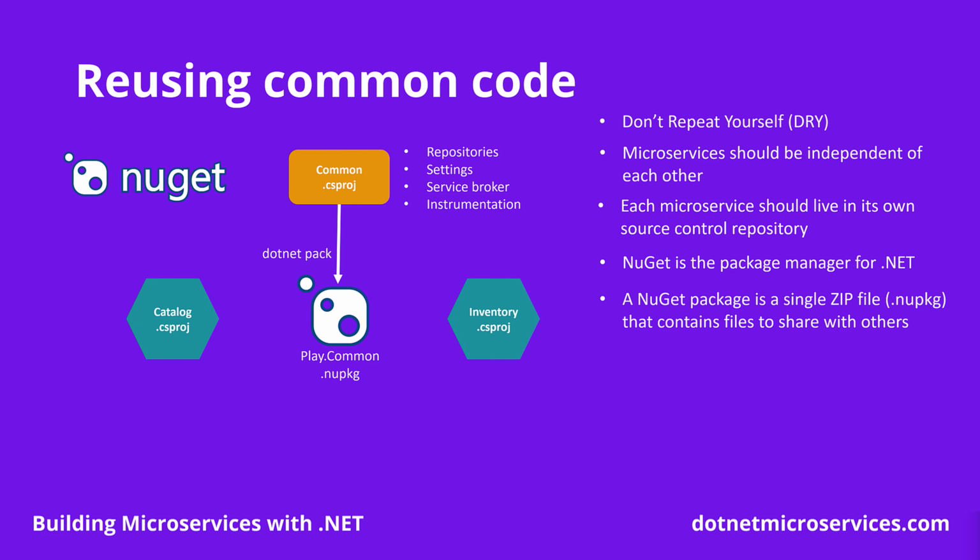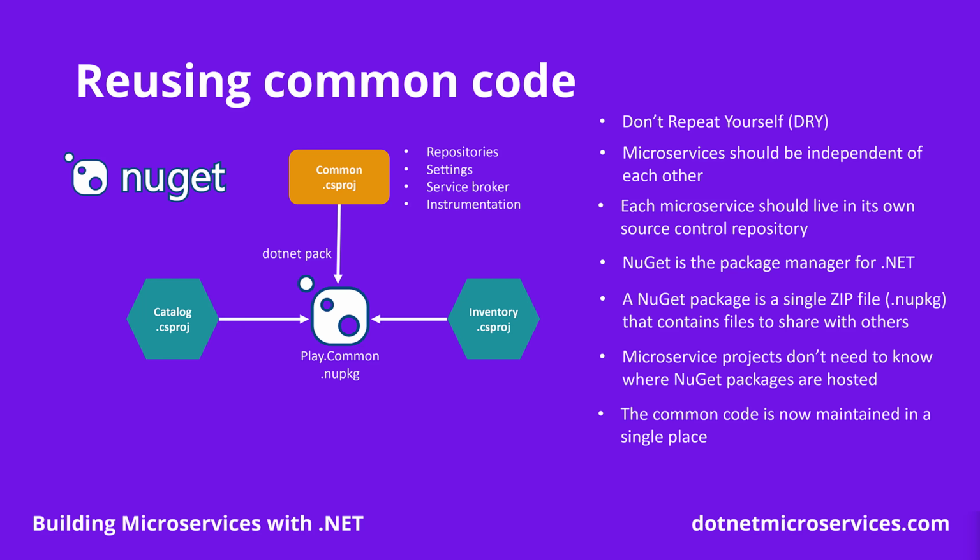Now, each of our microservices can reference the NuGet package to get access to everything that the common library has to offer. And the good thing is that microservice projects don't need to know where these NuGet packages are hosted. We will initially place the package in our local machine, but eventually you will likely want to host them in a cloud-based location, either accessible just by your team or by anybody on the web. The important thing is that regardless of the location, you won't have to change how the microservices access the common code. With our new common NuGet package, our common code is now maintained in a single place, and the time to build new microservices is significantly reduced.